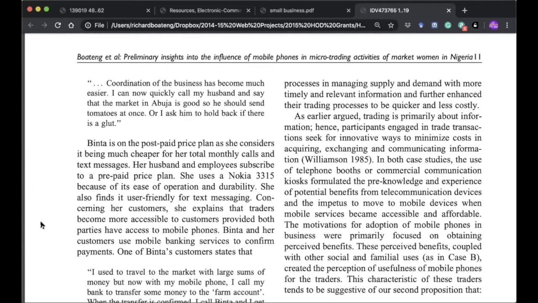Okay. Now look at Binta. Binta is on a postpaid price plan. This is the case study. We are looking at the case study. As she considered this.